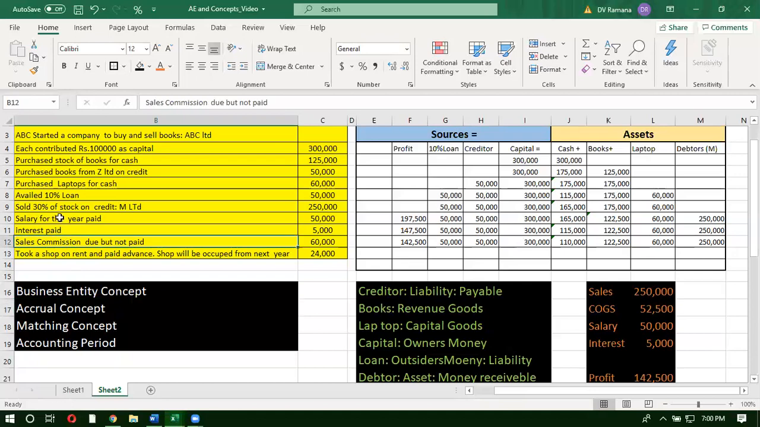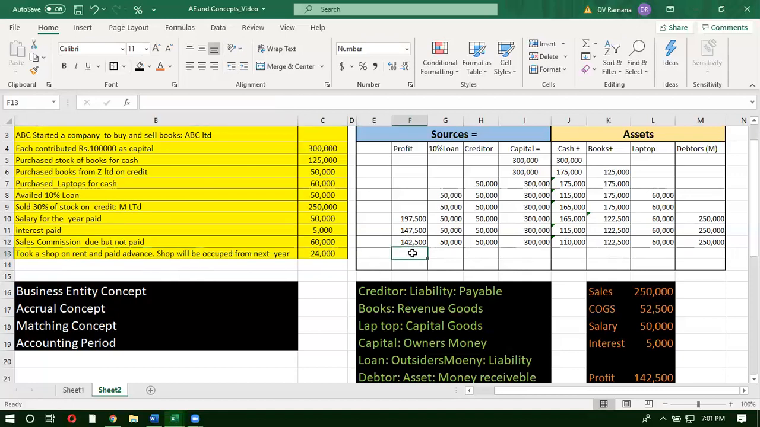The accrual concept says expenses paid will be recorded. Goods purchased for cash will be recorded. Purchased laptops for cash will be recorded. Similarly, if some expense is not paid also, you have to record it and create a payable, just like credit purchases, just like credit sales. So this is not going to affect the cash, but this is an expense.